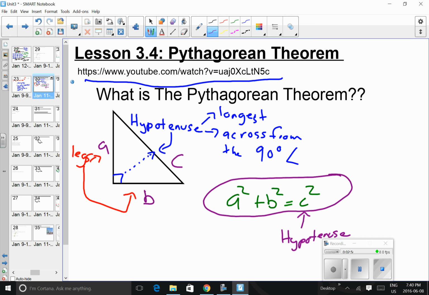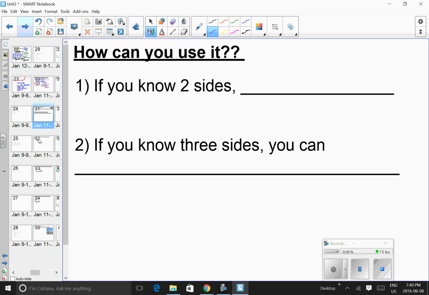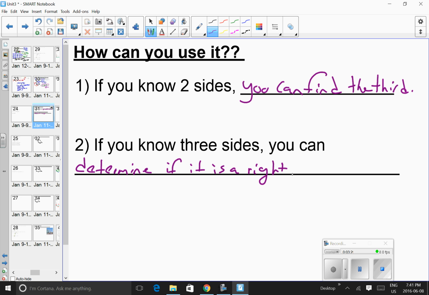Alright, let's talk about using it. So, things you can do with it. Thing number one. If you know two side lengths, you can find the third. If you know three sides of a triangle, what you can do with it is you can find out if it's a right triangle. All right, so you can determine if it's a right triangle. All right, and I'll do examples of all of that.